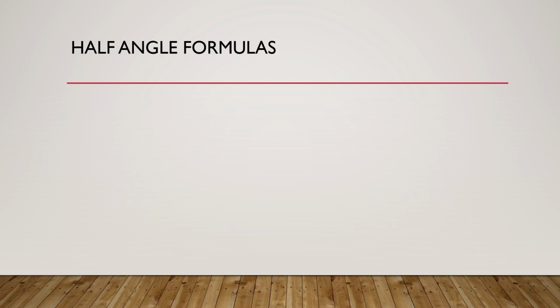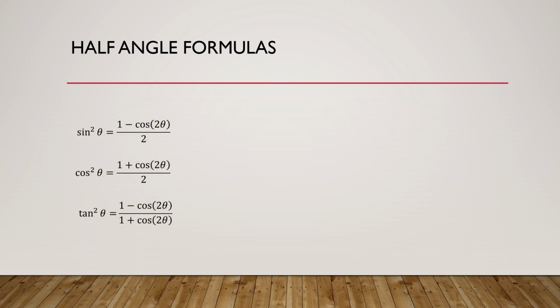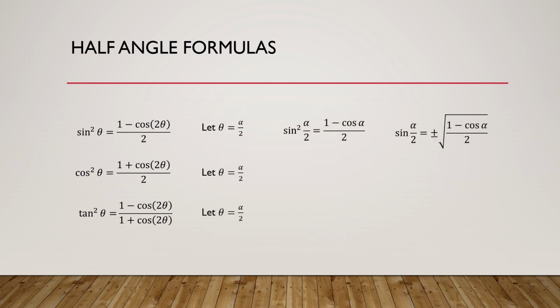To derive the half-angle formulas, we start with the squared formulas previously established. Let theta equal alpha over 2. Substitute, then square root both sides to get sine alpha over 2 equals plus or minus the square root of 1 minus cosine alpha over 2. The same substitution can be used to arrive at cosine alpha over 2, which equals plus or minus the square root of 1 plus cosine alpha over 2.